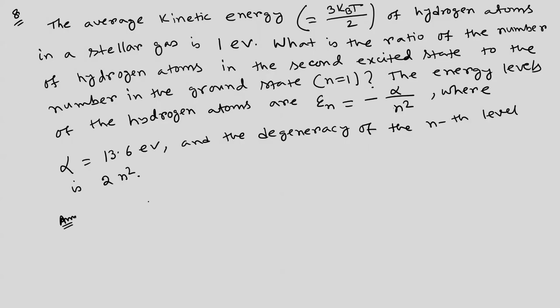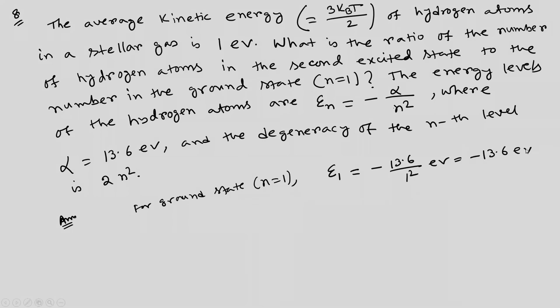Now, the information provided here is for the ground state, meaning n equals 1, the value of energy is minus 13.6 by 1 squared electron volt, which gives you minus 13.6 electron volt.